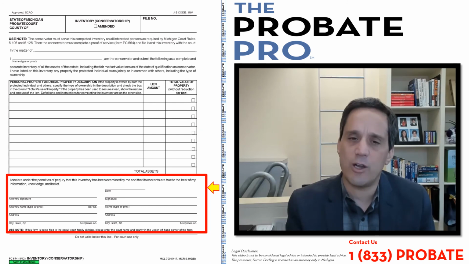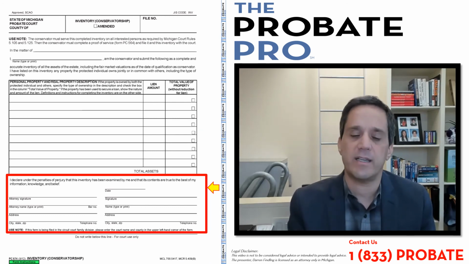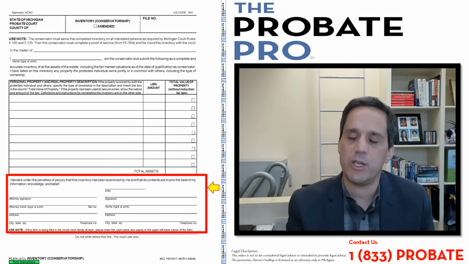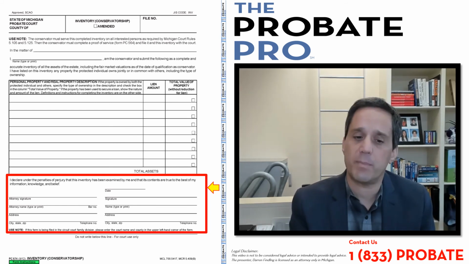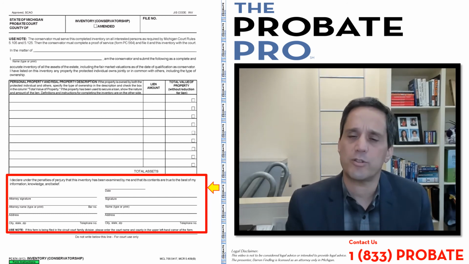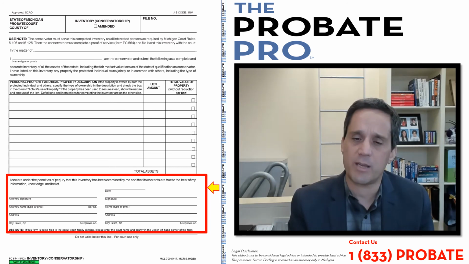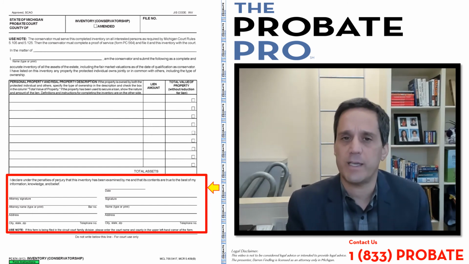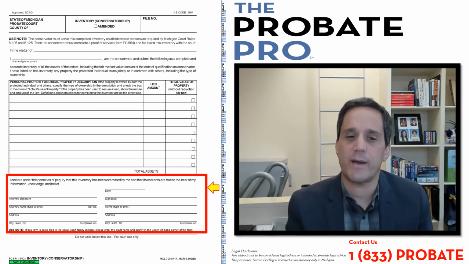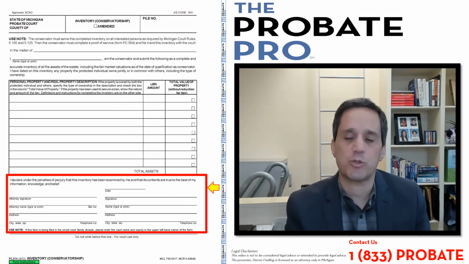With all of these SCAO forms, there's a penalty of perjury clause, and it's an assertion that the information contained on this document is true to the best of your information, knowledge, and belief. So again, make sure that you understand that you're signing this document under the penalty of perjury. There's a space for your signature on the left side. There's also a space for an attorney's signature in the event you're working with an attorney as you're filing this inventory with the probate court and then serving it.